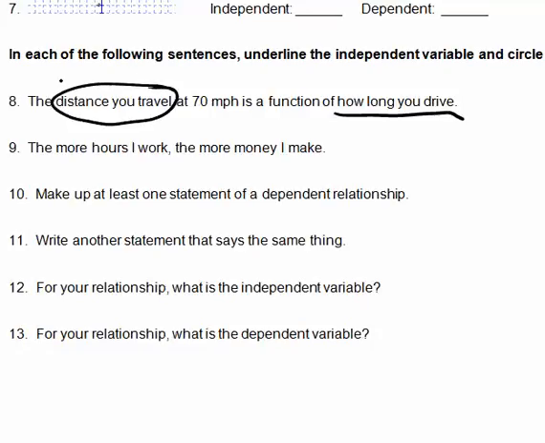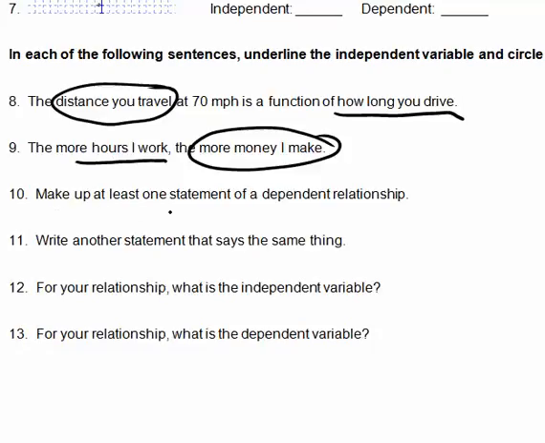All right, so the more hours I work, the more money I make. So which one comes first? Do you work first, or do you make the money first? Does the working cause the money? Yes. So you work first, so that's independent, and then the amount of money you make depends on how much you work. So that's the dependent.